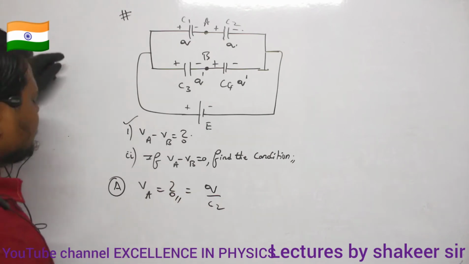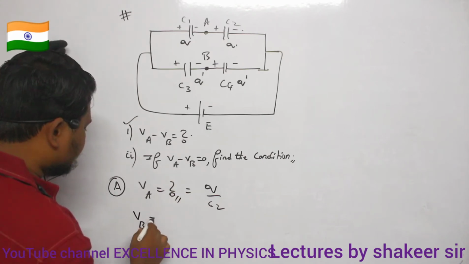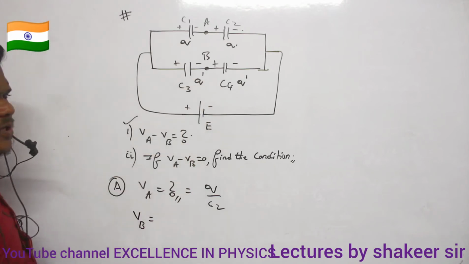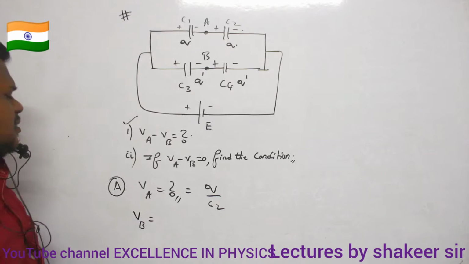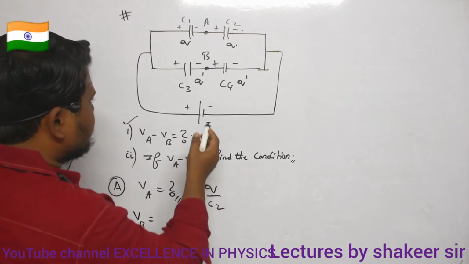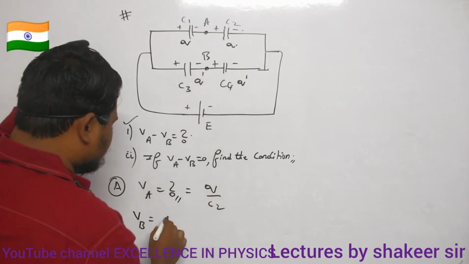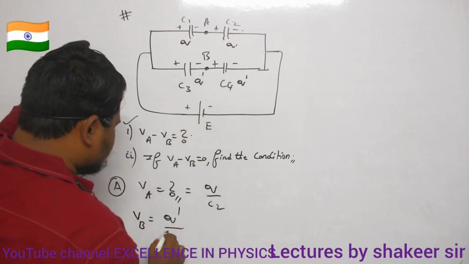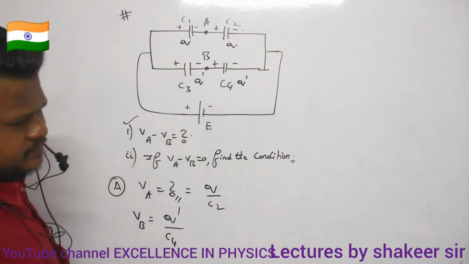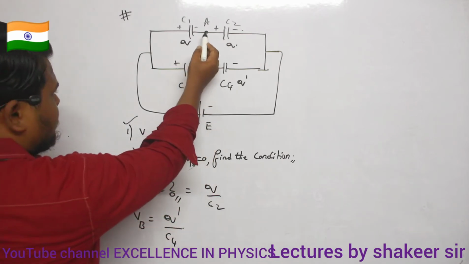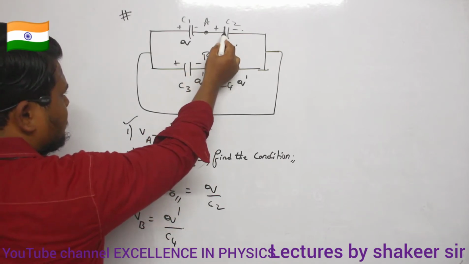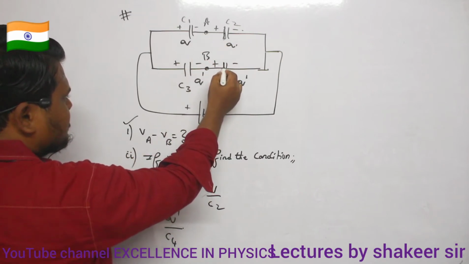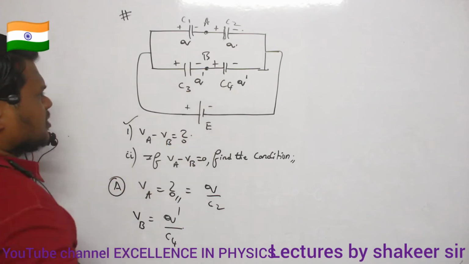Similarly, can you say what is the potential at point B? VB is equal to Q dash divided by the capacitance of this capacitor. Here the charge stored is Q dash, and the capacitance of this capacitor is C4. The potential existing on this positive plate is the potential at point A. Similarly, the potential existing on this other positive plate is the potential at point B.